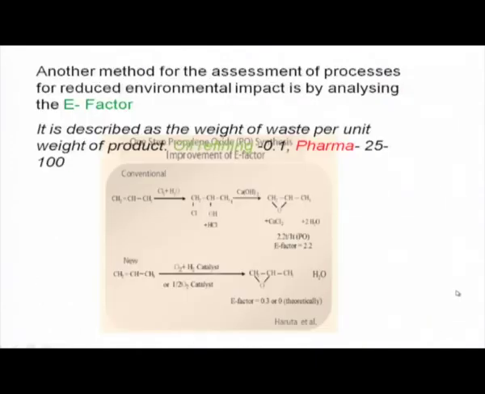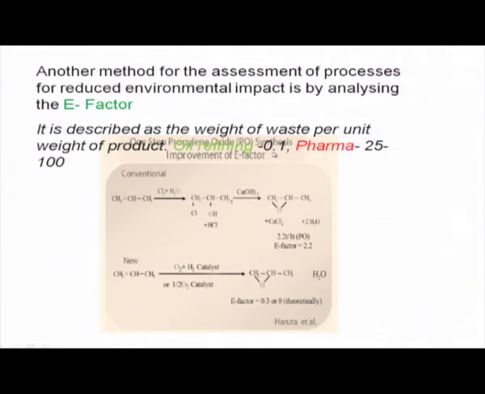The other term used for calculating environmental benignness is the E factor, another method for the assessment of processes for reduced environmental impact. It is described as the weight of the waste per unit weight of the product, that is, a ratio between waste and product. And if we consider the pharmaceutical and petrochemical industry, in the petrochemical industry the E factor value is 25 to 100, it varies, whereas in the pharmaceutical industry it is very, very low, 0.1.